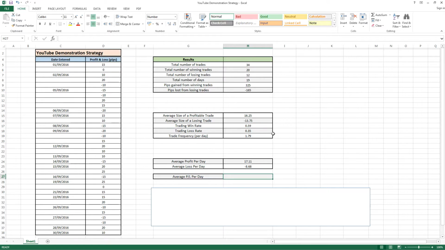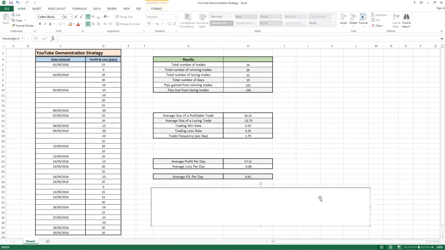So using those two figures, we can simply calculate that our average profit and loss per day is 17 minus this number to give us 8.42 pips per day. Now obviously that doesn't mean that every trading day we make 8.42 pips. That's not what it means. It means over that period of a month, on average, that's what we made per day. Obviously some days we'll have made 25 pips, some days we might have lost 10 pips, lost 15 pips and so on, but over the month it averages out to 8.42.